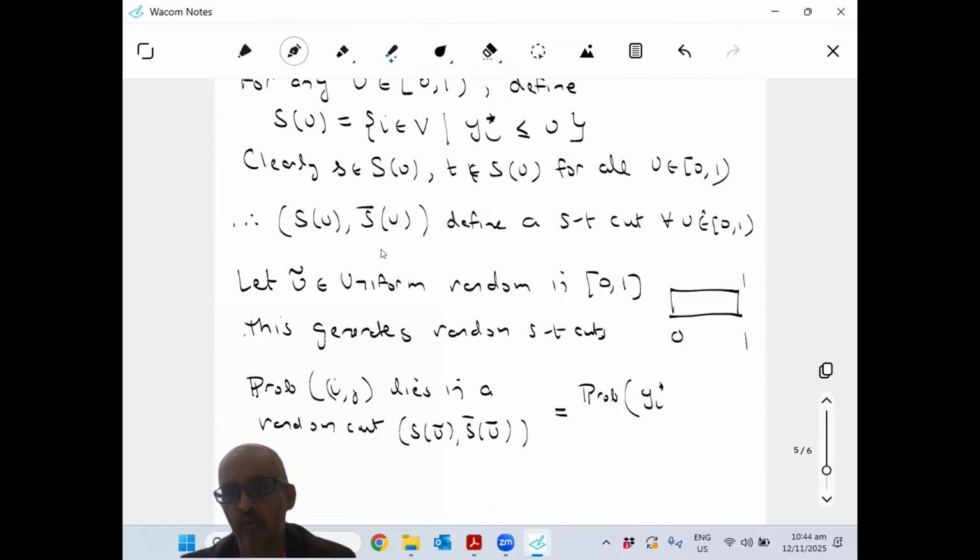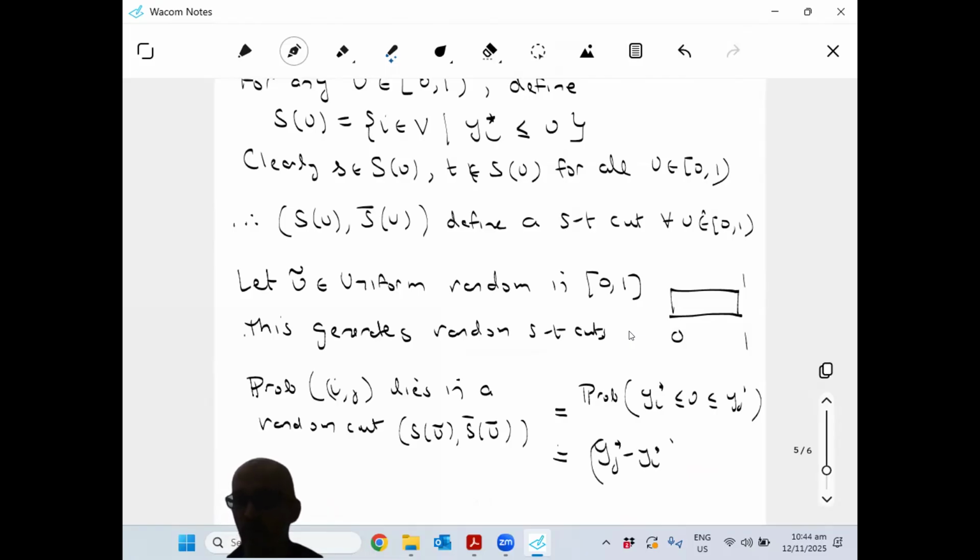Yi star is below U, which is below yj star. Okay. And everything is continuous variable. So strictly less than or equal to, or strictly less than, do not matter. They're all zero probability events, basically. So what is the probability of this? It's simply yj star minus yi star, the positive part.